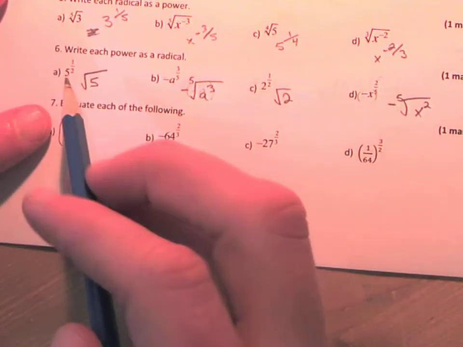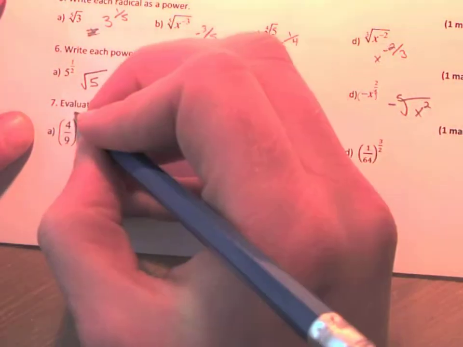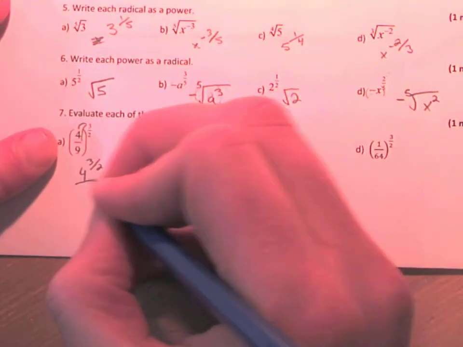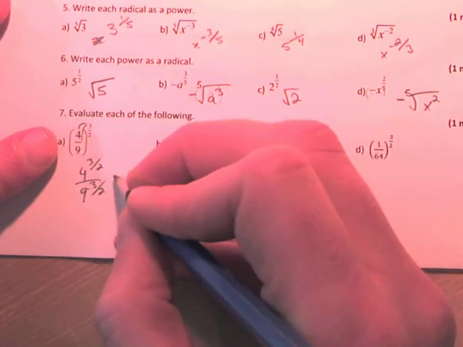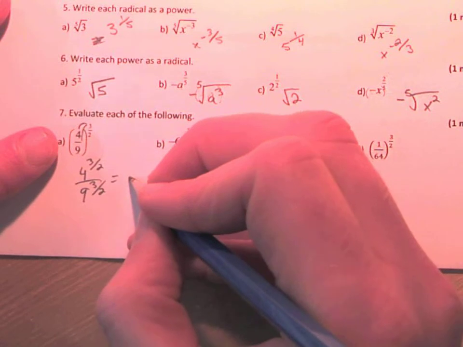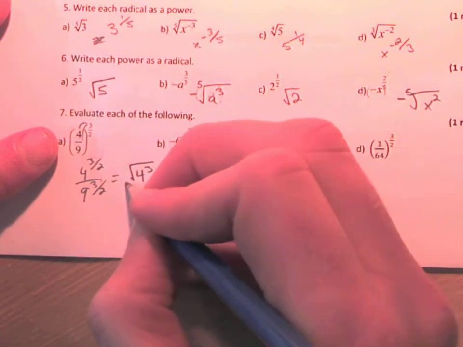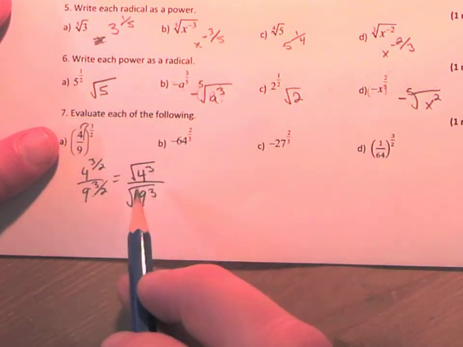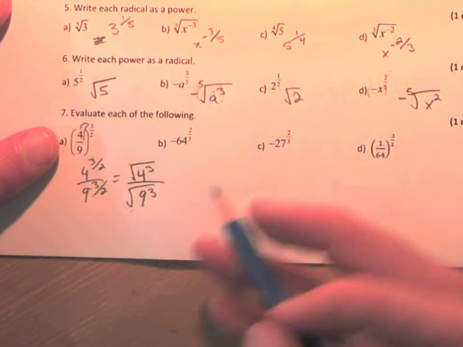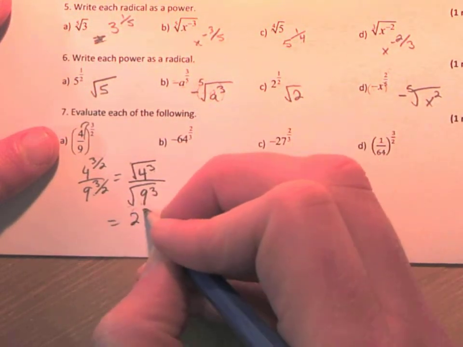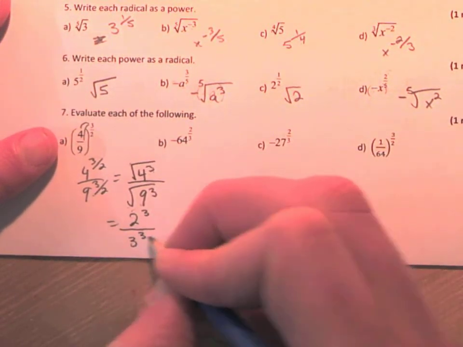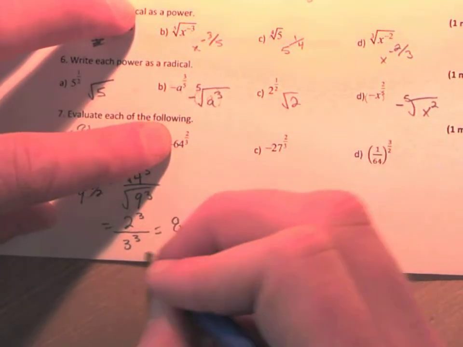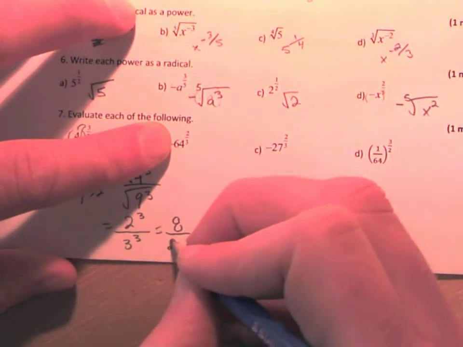Here, evaluate each of the following. We have this. Let's bring the fraction to each number there, so 4 to the 3 over 2 over 9 to the 3 over 2, which is the same as the square root of 4 cubed over the square root of 9 cubed. I'm not going to cube it yet because I know I can square root both of these, so I'll do that. So it'll be 2 cubed over 3 cubed, which is going to be 2 times 2 times 2 is 8. 3 times 3 times 3 is 27.